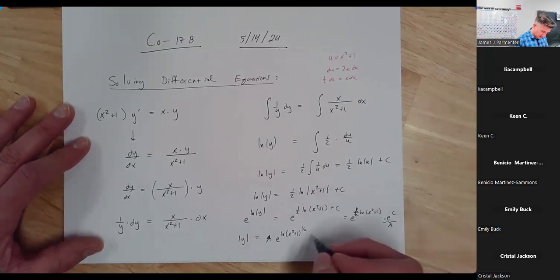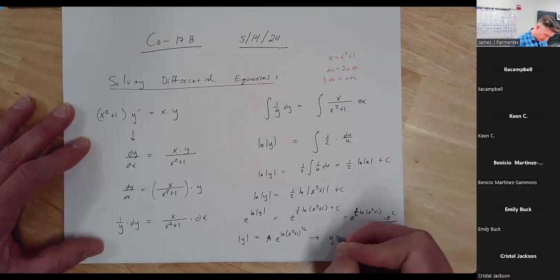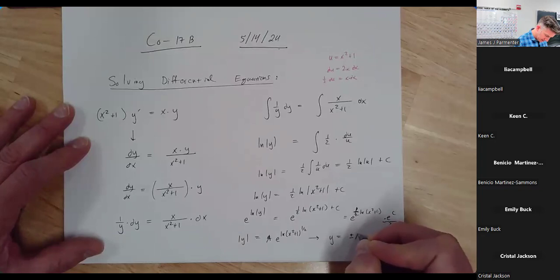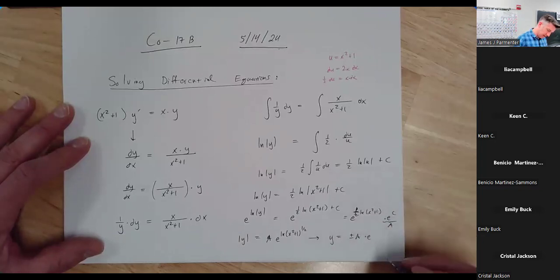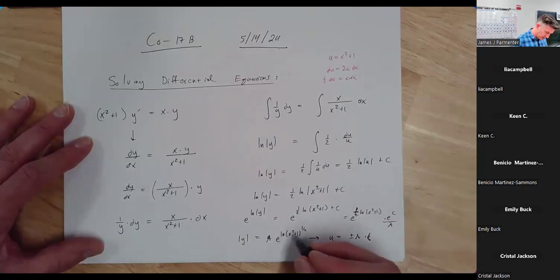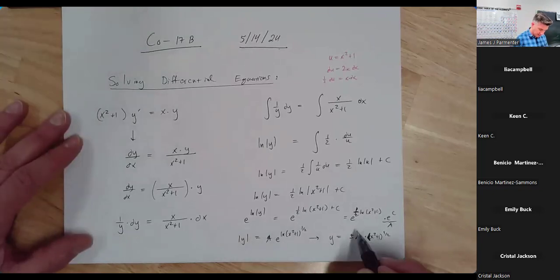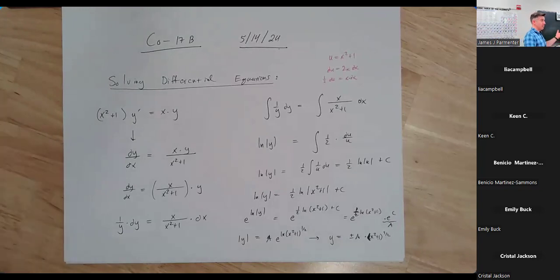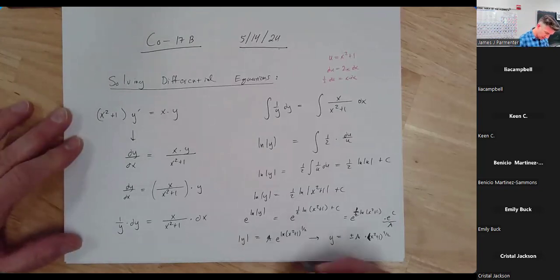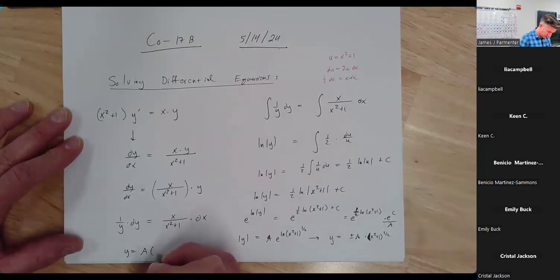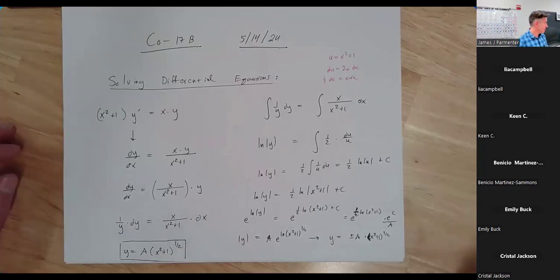Bringing that 1/2 up as a power, so I can rewrite this as, I'm running out of room, y equal to plus or minus a times e to the natural log of x squared plus 1 to the 1/2, which is just x squared plus 1 to the 1/2. I know it's really kind of squished in there, apologies. And then plus or minus a is just a constant. It's either positive or negative, so we let it get sucked up into the a there. And we say that y is equal to a times x squared plus 1 to the 1/2. And that is our solution to this differential equation.